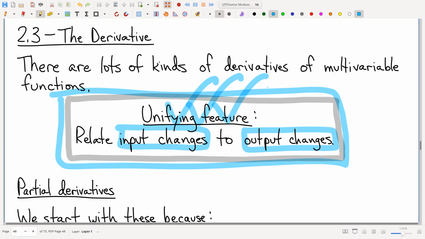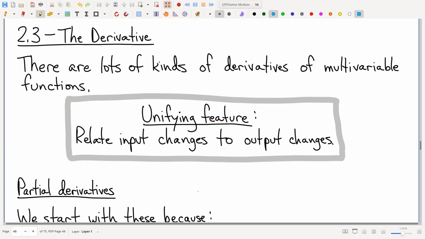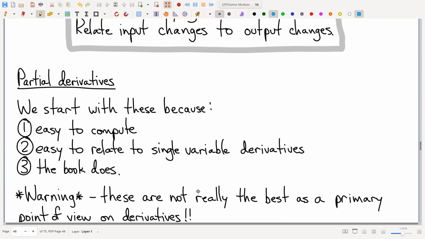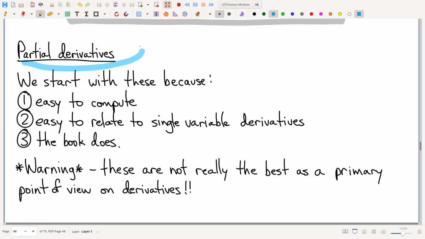Okay. All right. I'm going to start with partial derivatives. The book starts with partial derivatives. Most books start with partial derivatives.